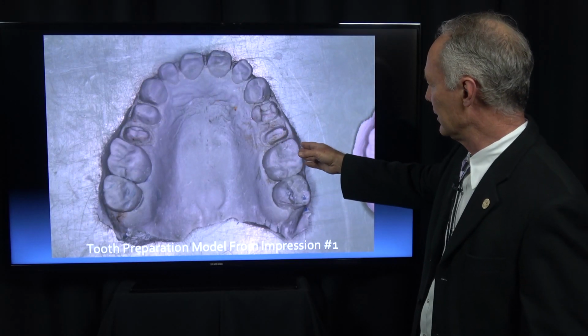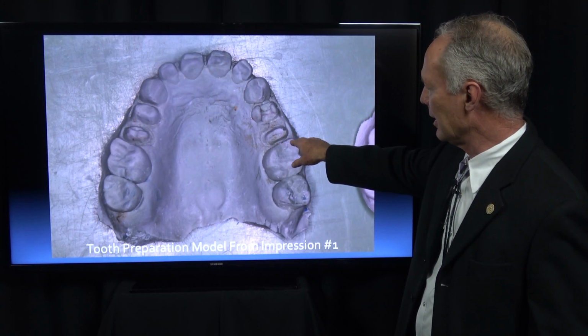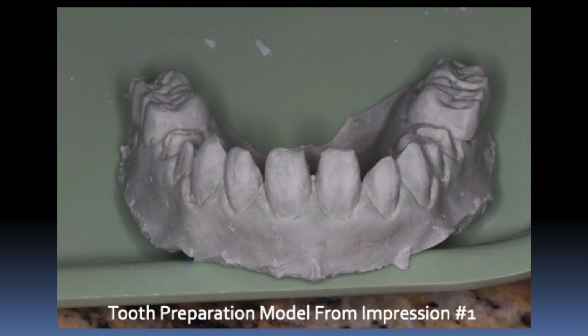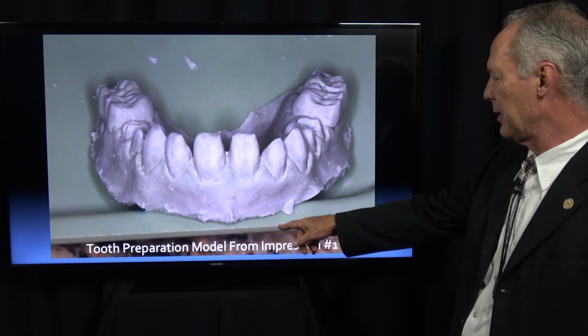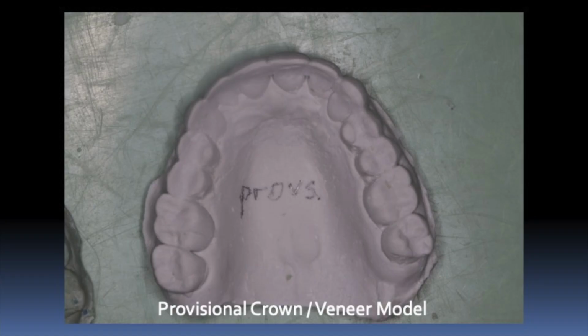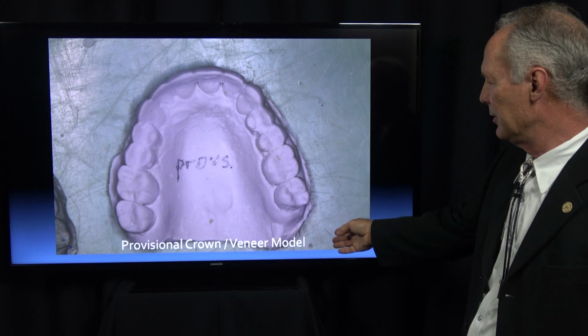And you can use this for a solid model for perfecting the interproximal contacts, or if there was any question about the first impression, you've got a second impression to compare to. Then this again is that first tooth preparation model poured from impression number 1. And then this is a model of the provisional crowns and veneers.